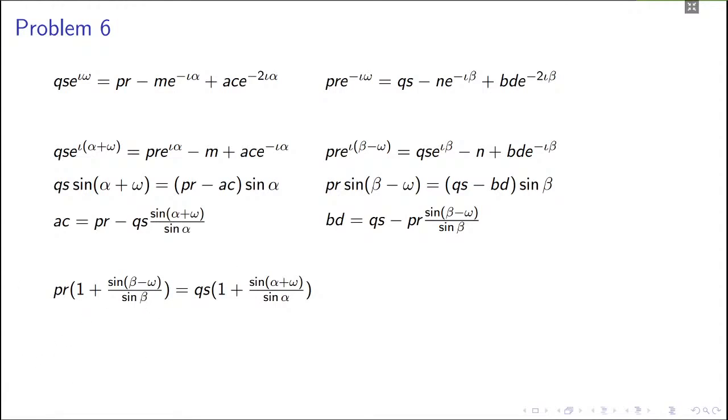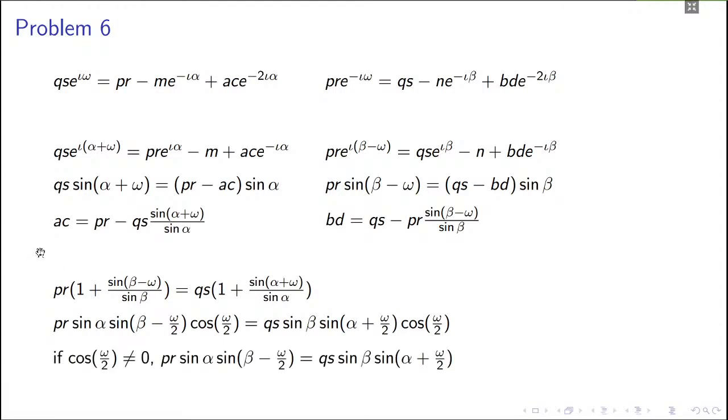Basically, this I bring on top, and you apply the sine C plus sine D formula. So sine alpha will come to this side, sine beta will go to this side, and you have sine beta plus sine beta minus omega, and you apply the sine C plus sine D formula. You get this, and what does this mean? This means that if cos omega by 2 is not 0, then I can remove this and I get the other part of the equality. If this factor, which is common here, is not 0, I can remove that, and then I get this one.